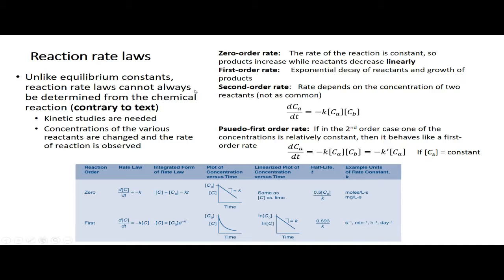So first and second order both depend on the concentrations of the reactants, so it's a little more interesting than the zero order. And the first order is probably a little more common. The pseudo first order rate is kind of a second order rate, but it behaves like a first order rate if one of the reactants is constant.